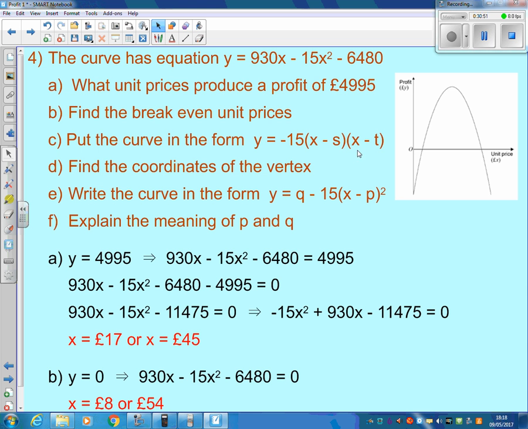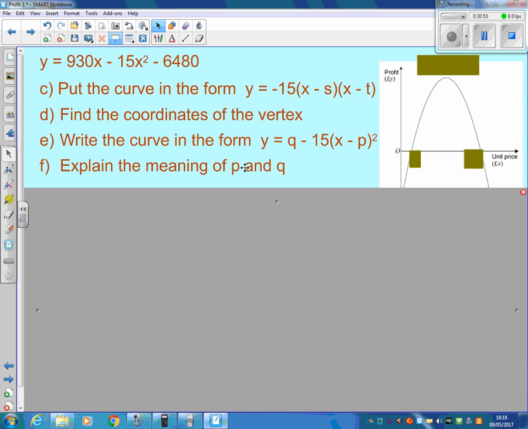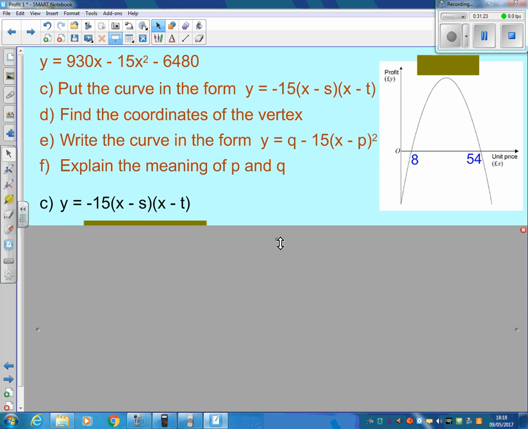Next thing, put the curve in this form. Well, there's the curve. I just said the break-even values were 8 and 54. If it's in this form, you might remember that that's where y is 0. To get y as 0 in the factorized form, I've got to make that 0 or that 0. So if x is equal to 8, I want an 8 there for that one and a 54 there for that one.